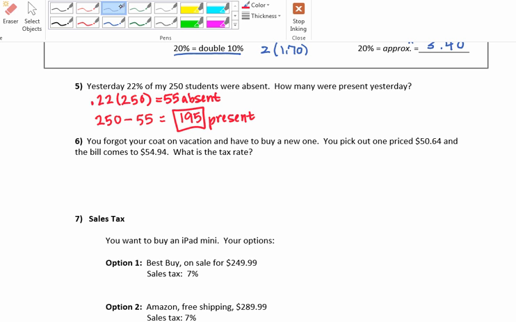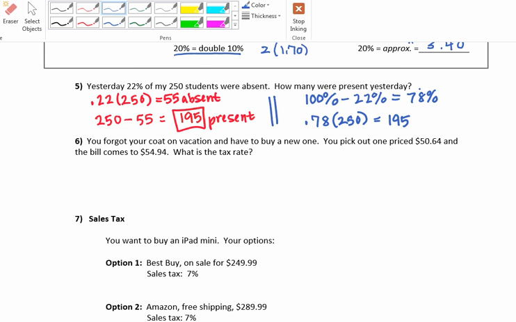Now, you could also think about it this way. Another way to approach this similar problem would be to say, okay, I know that there's 100% and that 22% were absent. That means that 78% were present. And 78% of my 250 students gives me 195. Either way, you end up with the same answer.